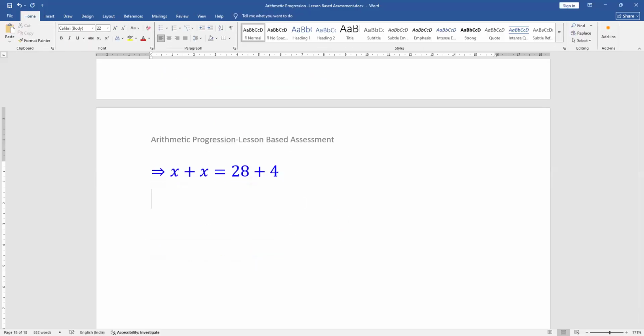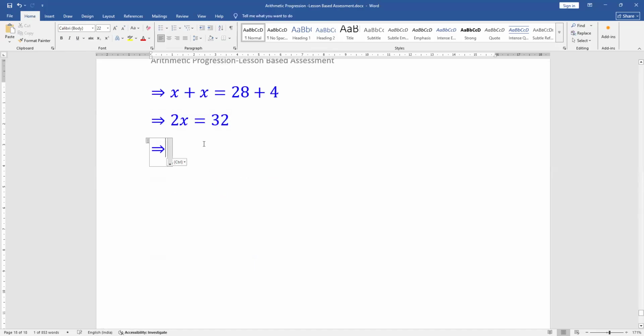Then again, what is x plus x? I told you it will be 2x, right? 2x equals to 28 plus 4. 28 plus 4 will be 32. Then I write x equals 32 divided by 2. That is, it will be equal to 16. So you can show the cancellation here: 2 ones are 2, 2 sixteens. Okay.